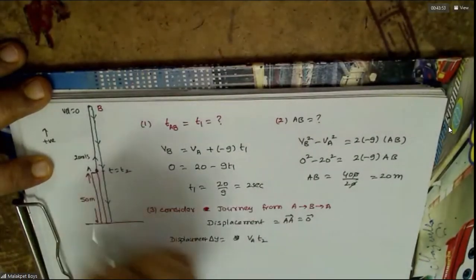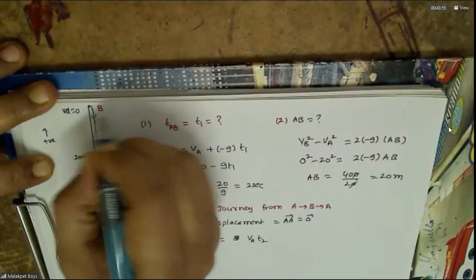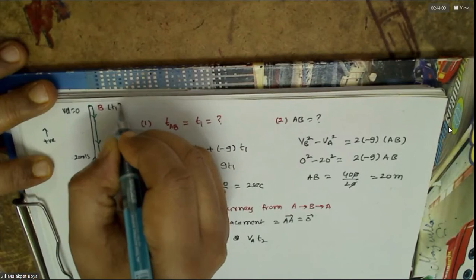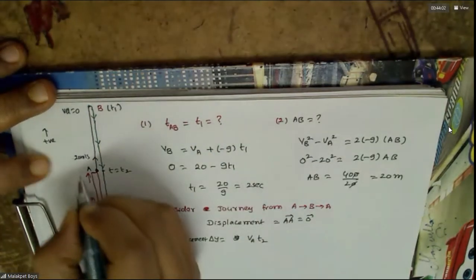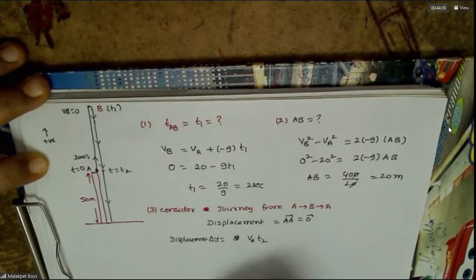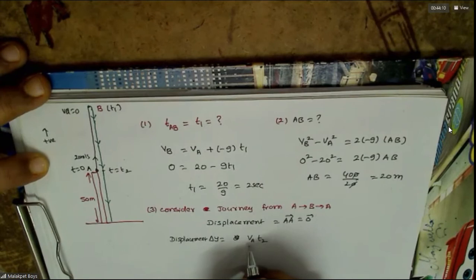The ball and stone are two different particles, sir. Pardon? Yes, sir. In the question, in one place ball is given, in one place stone is given. Both are the same. By mistake it is printed. Okay, you don't worry about it.